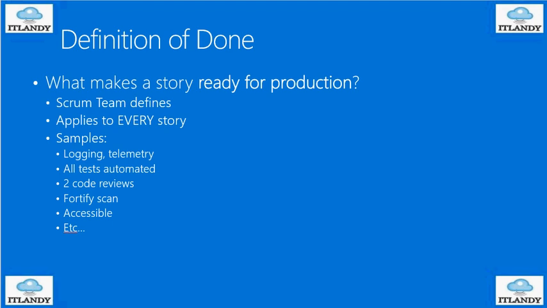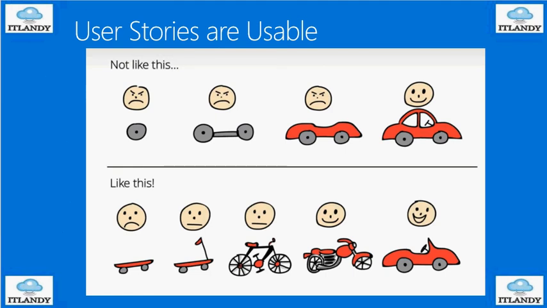Now, definition of done in IT. It's what makes a story ready for production. The Scrum team defines it, applied to every story. Some sample examples are logging, telemetry, testing, code review, at least 2, scanning, and accessibility, and so on. These are the sort of givens in the definition of done. And some of the funny user story outcomes are basically either you like it, not like it, accept it, not accept it, resend it, test it, and then log a bug.